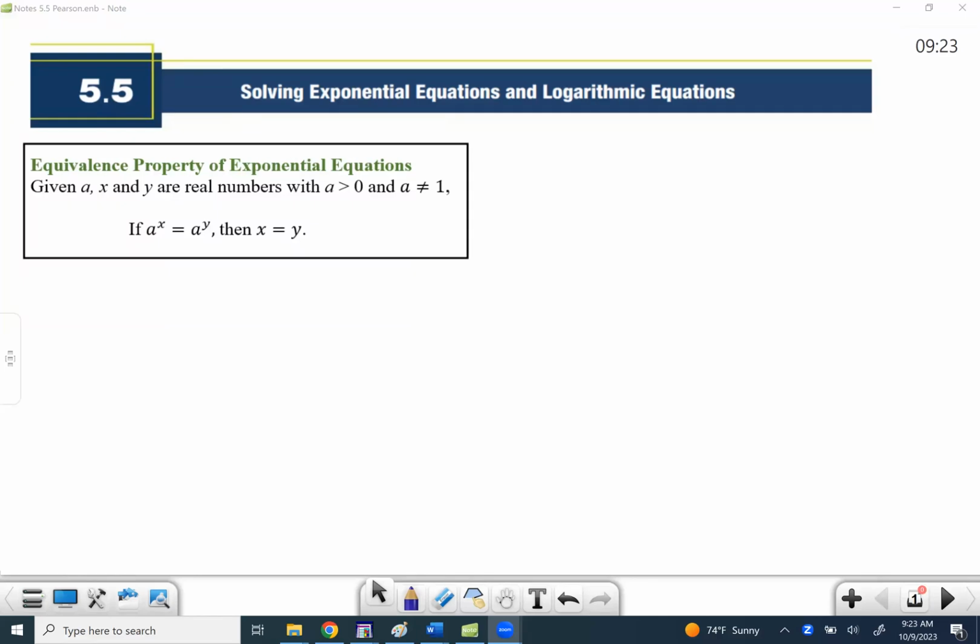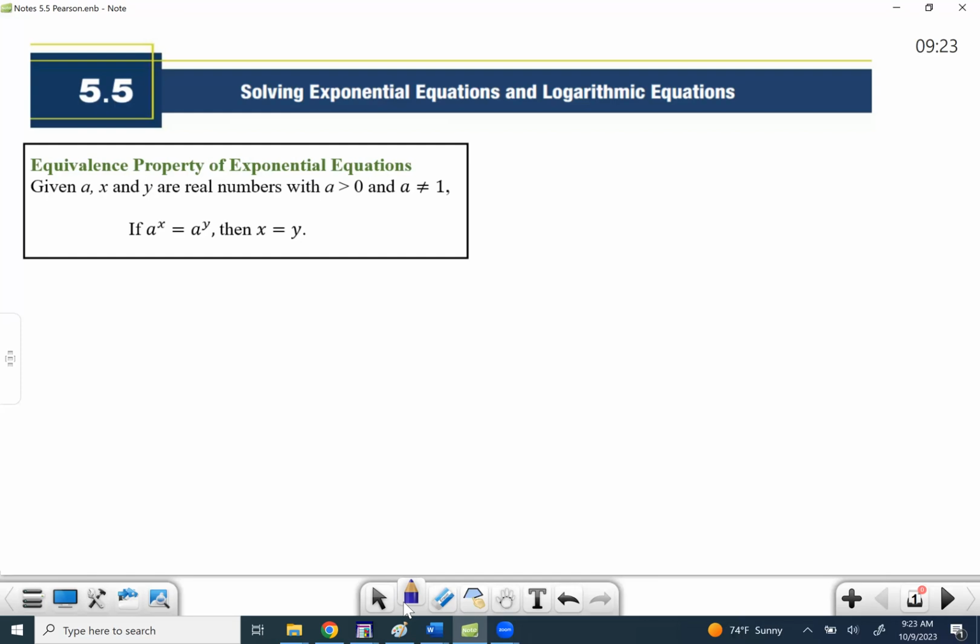Welcome, everyone. In this section, we are going to solve equations now. We've talked about exponentials and logarithms and how they are inverses of each other. We've discussed each one at length, the properties of each, the graphs of each. And now we're ready to solve equations, which might include using some of those properties we've learned earlier. So here we go. For both logarithmic equations and exponential equations, we're going to have this equivalence property.